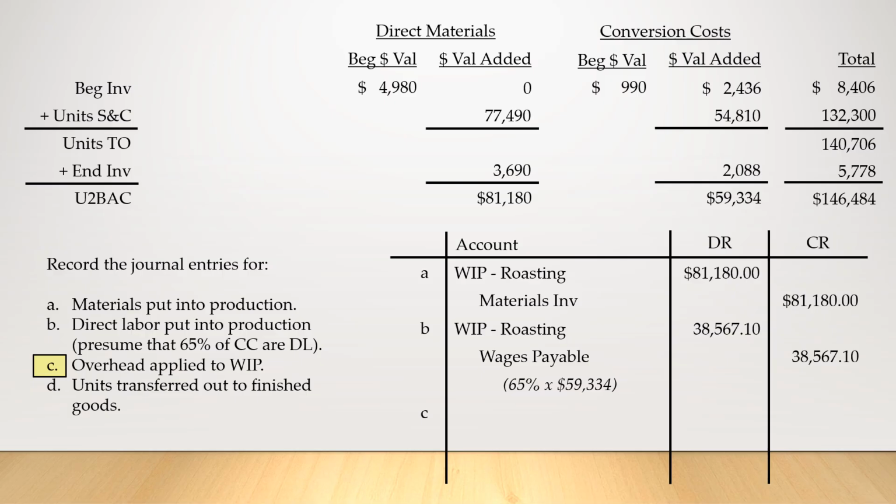Letter C asks for our entry to apply overhead. We apply manufacturing overhead with a debit to work in process and a credit to overhead. To get our amount, we take that $59,334 of total conversion costs, of which the remaining 35% is overhead, or $20,766.90.